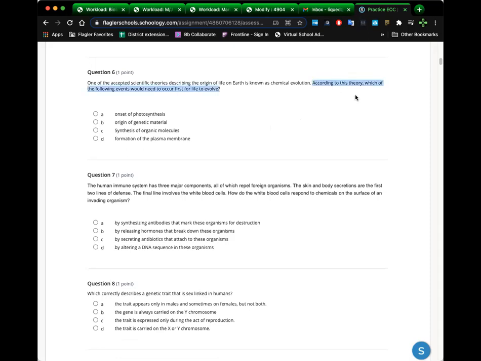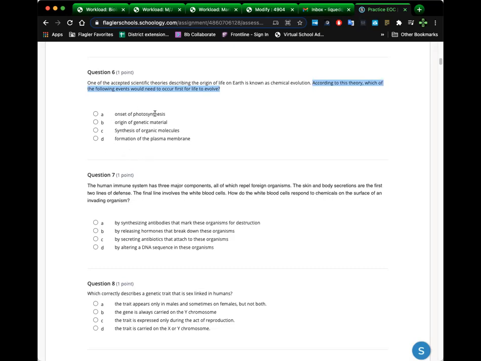All right, again, just jump to the end. According to the theory, which of the following events would need to occur for life to first evolve? So for living things to develop. So early Earth, first living things, first life, which one of these would need to occur first? So all of these are important, but one of these basically includes all of the others.